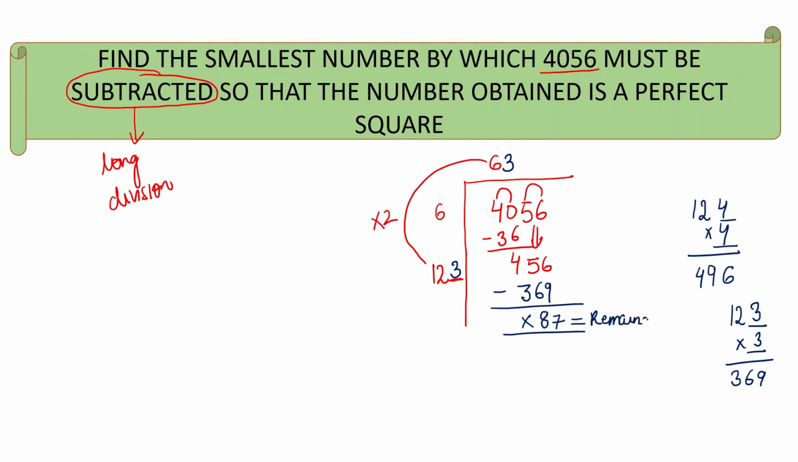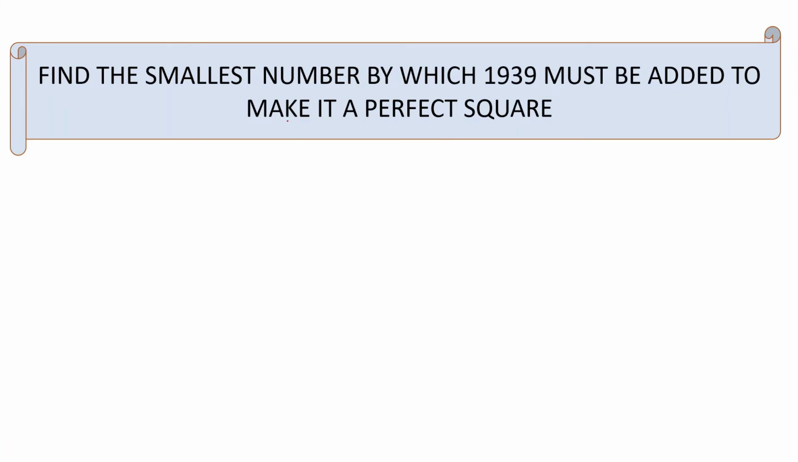Hence, if we remove this remainder from the given number, then the given number will become a perfect square. Hence, 87 should be subtracted from 4056 in order to make it a perfect square. Case number 4 is based on addition. What must be added to 1939 to make it a perfect square?